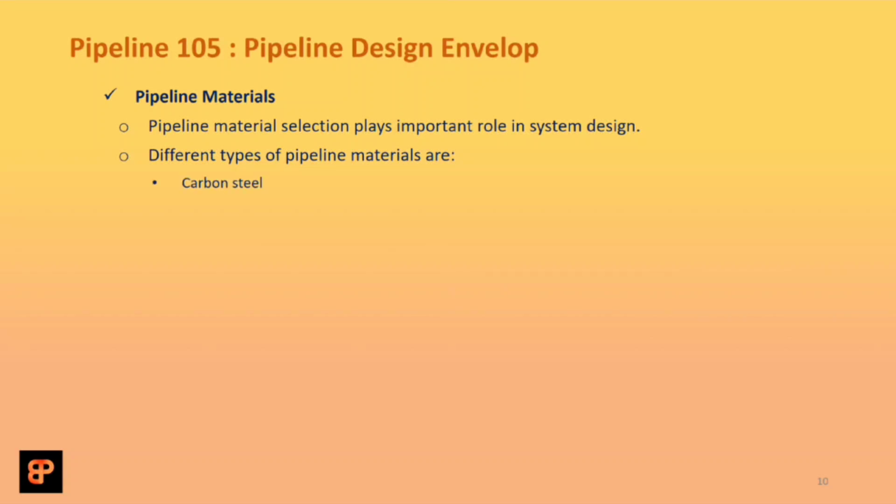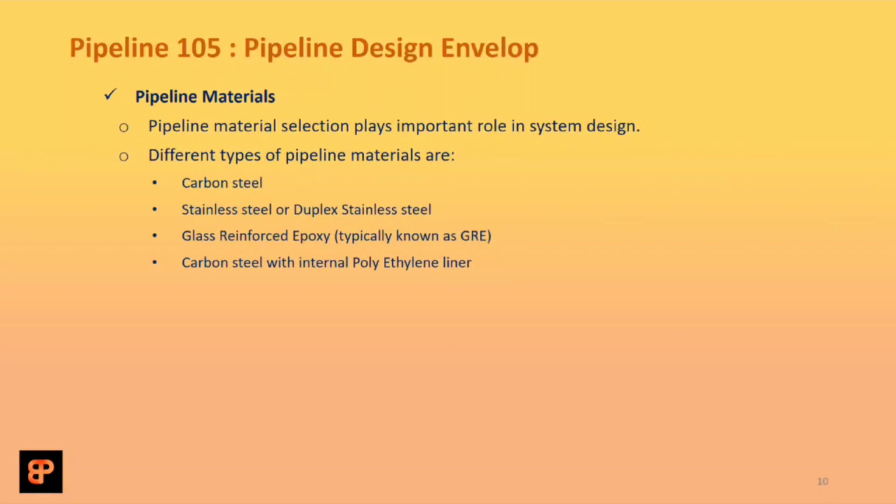It can be carbon steel, bare carbon steel, internally with no liner or coating. It can be stainless steel or duplex stainless steel. It can be glass reinforced epoxy, typically known as GRE pipes, which can be used for pipelines.